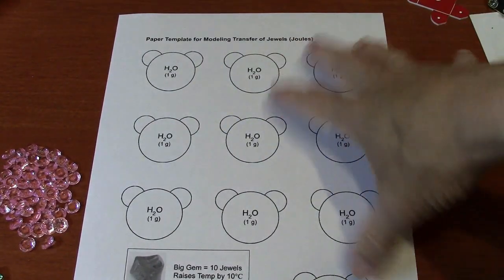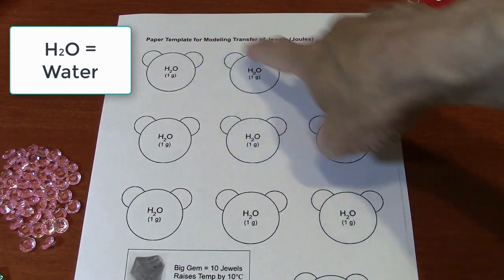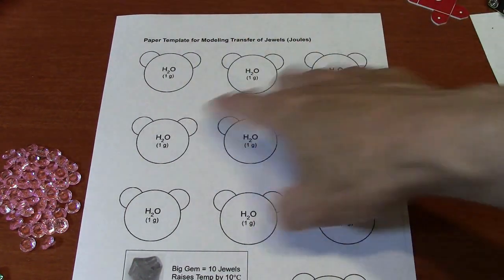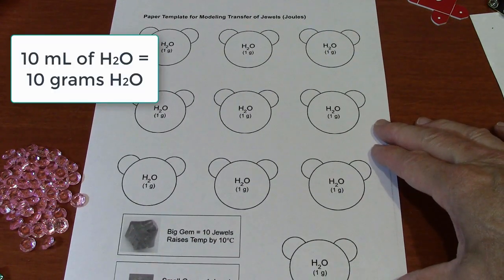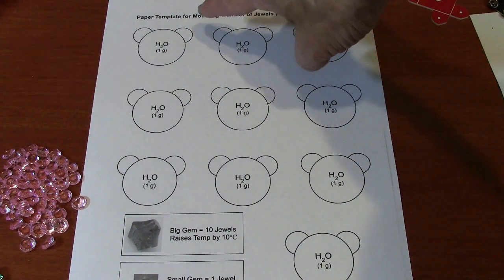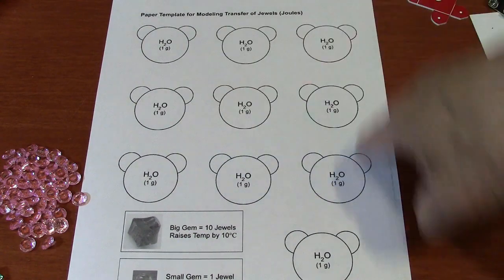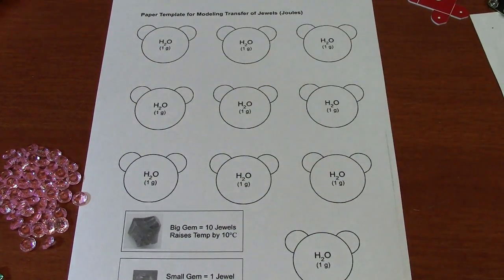You have this paper template. On it there are these structures that represent water. There are 10 of these structures on your piece of paper because you use 10 milliliters of water. Each milliliter is 1 gram, so you can see these are labeled 1 gram. You have 10 grams of water in your plastic cup.